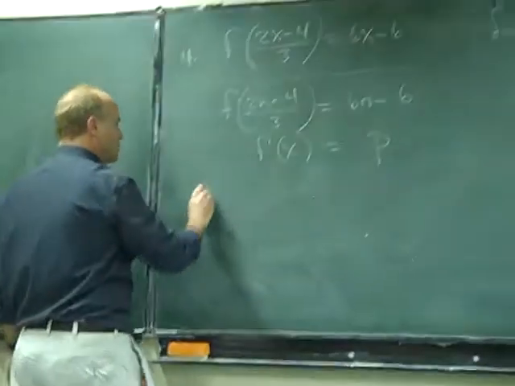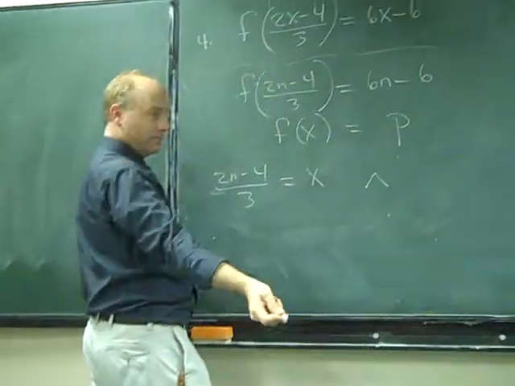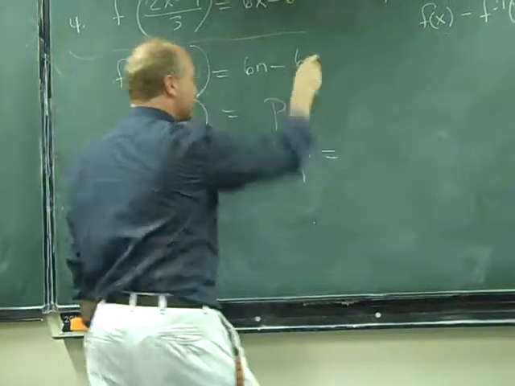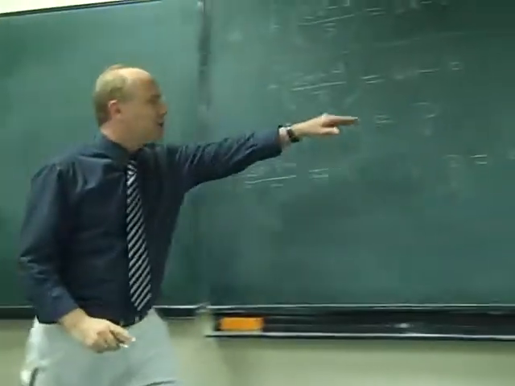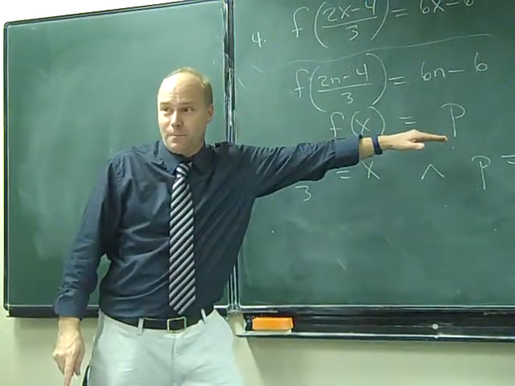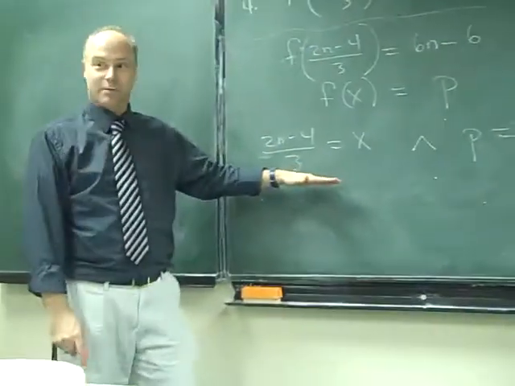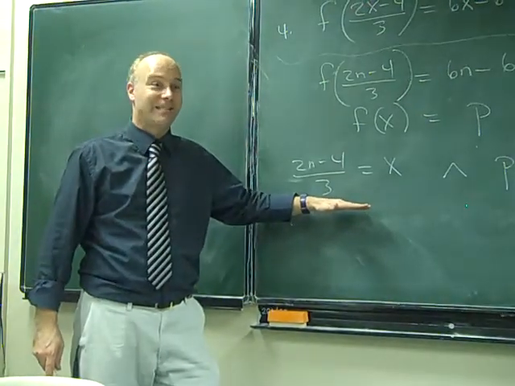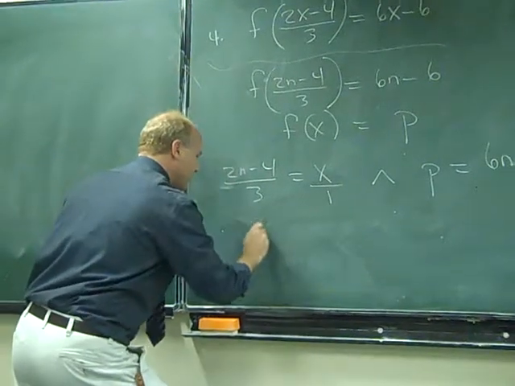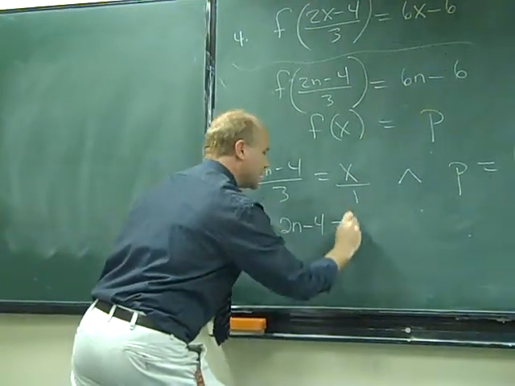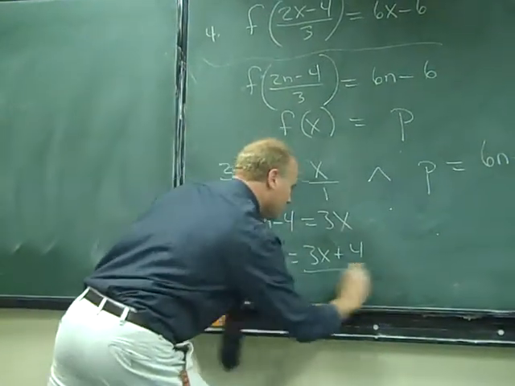Do the equations. (2n minus 4) over 3 equals x. And p equals 6n minus 6. Now we are trying to find f of x, which we've given the name p. We are trying to find p, correct? And in order to find p, we would need to know n. So we should solve this equation for n. Makes sense? Yeah. Solve this equation for n. Cross multiply. So we have 2n minus 4 is equal to 3x. And so n is (3x plus 4) over 2.